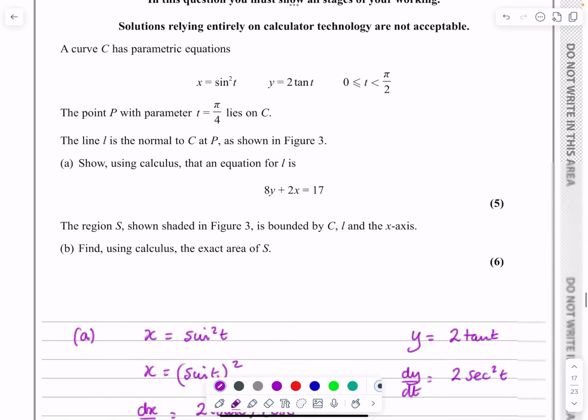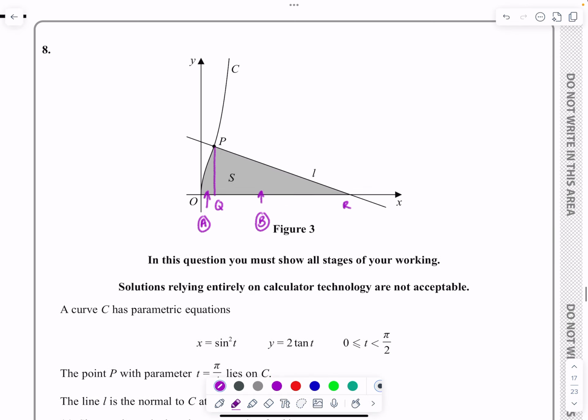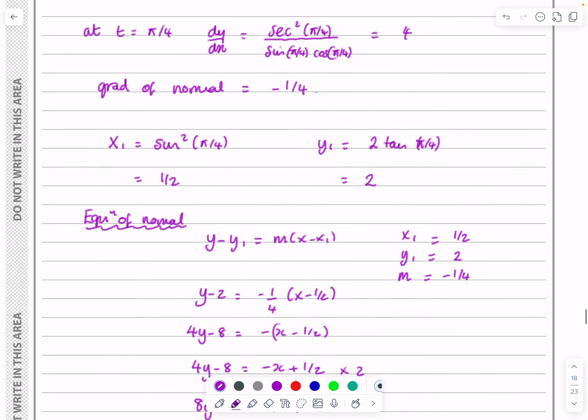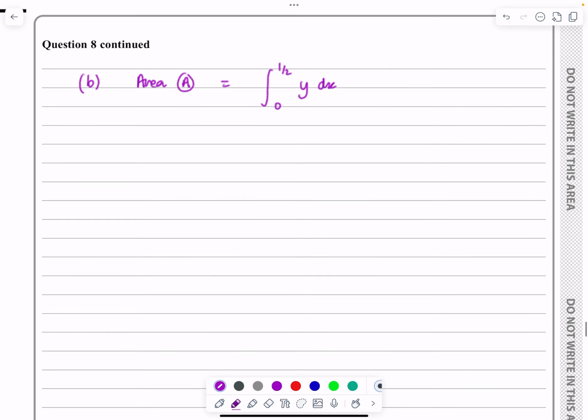So we knew that the point P was what we just had, didn't we? Sorry, let's make this a bit smaller. We said that the point P was (half, 2). So going back to my diagram, this point here is (half, 2), which means that when I'm working the area under that curve, that's going to be between 0 and a half. So let's just do that bit, then we'll do the second bit. So part B, area A is equal to the area under the curve, which is just the integral between 0 and a half of y dx.